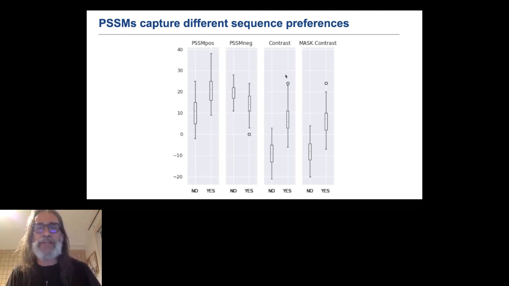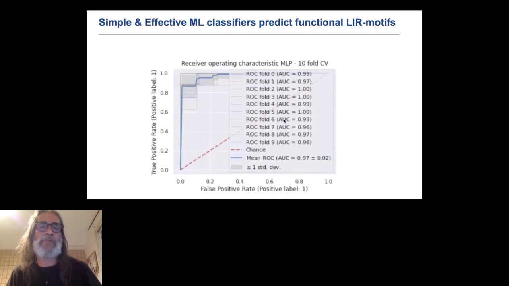What we do here is that we generate the difference of the scores, and we can see that the overlap is minimal, showing that PSSMs can be used successfully as a feature for prediction. So we feed this data, the AlphaFold confidence values and the PSSM contrast scores, to very simple machine learning classifiers, and we can see that we can get very good prediction for these motifs.